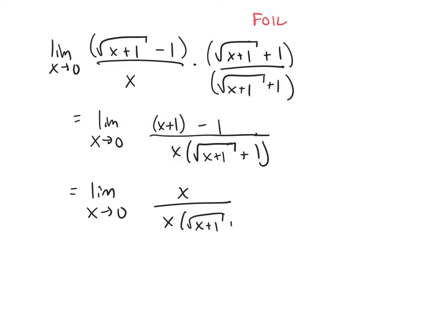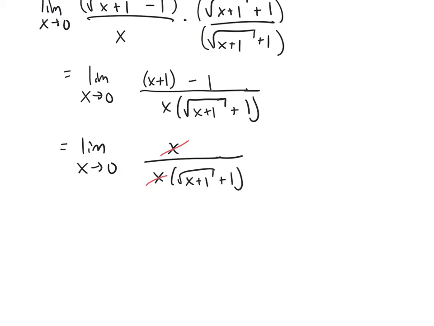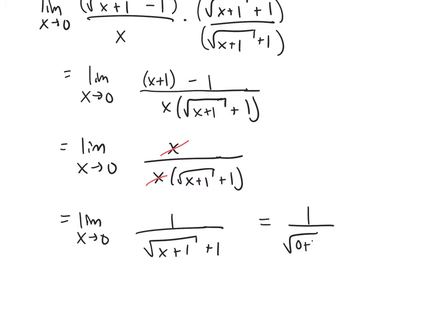And you should notice that now these x's cancel here. So really, I'm just looking at the limit as x goes to 0 of 1 over the square root of x plus 1, plus 1. So if I plug in 0 now, I'm getting 1 over 2 for my limit.